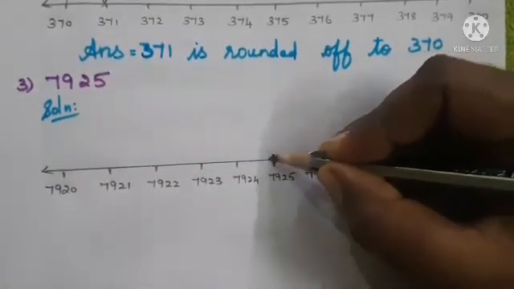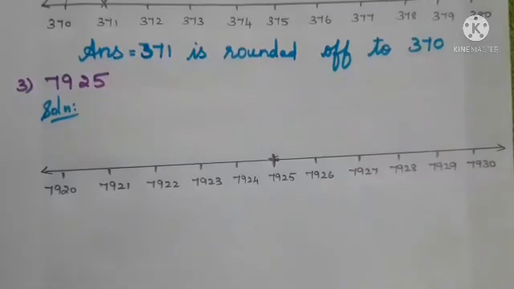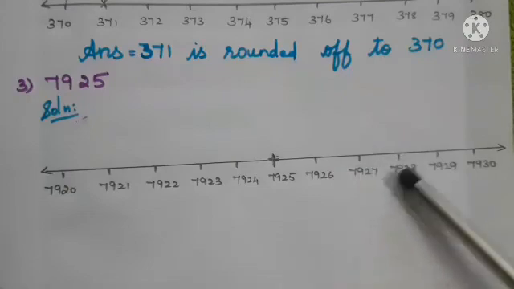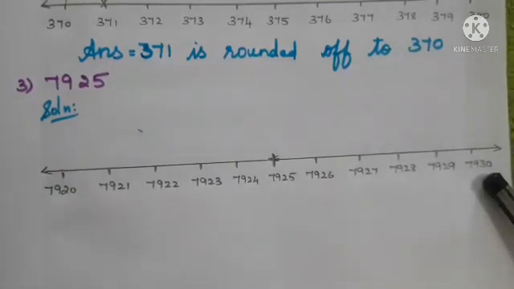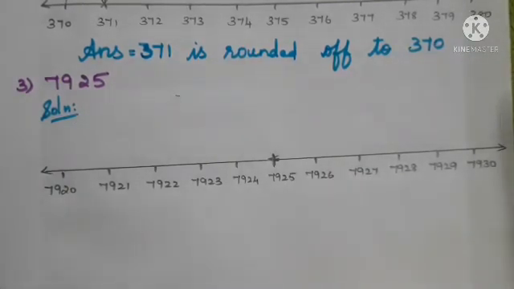Now we have a confusion. Will it go to this side or that side? Because look here, 1 2 3 4 5. This side also 5 numbers are there. This side 1 2 3 4 5. Here also 5. Both sides we have 5 numbers. So we have a confusion: will it go to the right side or the left side? That means either the highest tens value, or it is closer to the lowest.